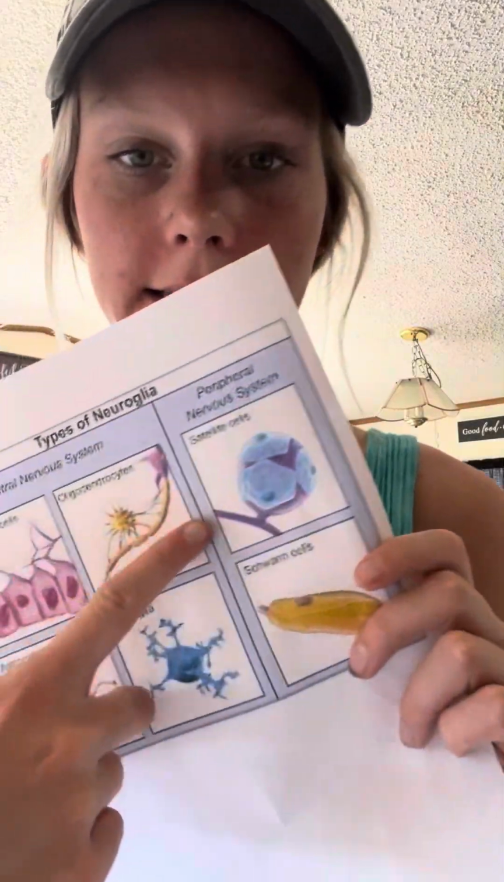Then you have satellite cells. Satellite cells are the cells that support the cell bodies in the peripheral nervous system. So here are those satellite cells.